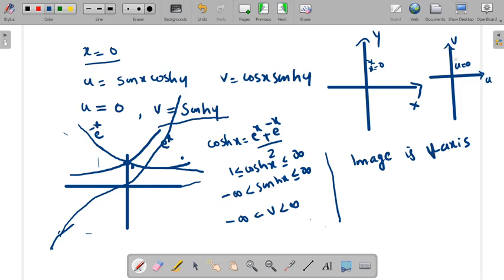u = 0 ആണ്, v axis ആണ്. ആൻഡ് v യുടെ വാല്യൂ sinh y ആണ്. sinh y മൈനസ് ഇൻഫിനിറ്റി to പ്ലസ് ഇൻഫിനിറ്റി വരെ വേരി ചെയ്യുന്നതുകൊണ്ട് v യും മൈനസ് ഇൻഫിനിറ്റി തൊട്ട് പ്ലസ് ഇൻഫിനിറ്റി വരെ വേരി ചെയ്യും. So we get the whole v axis as the image.